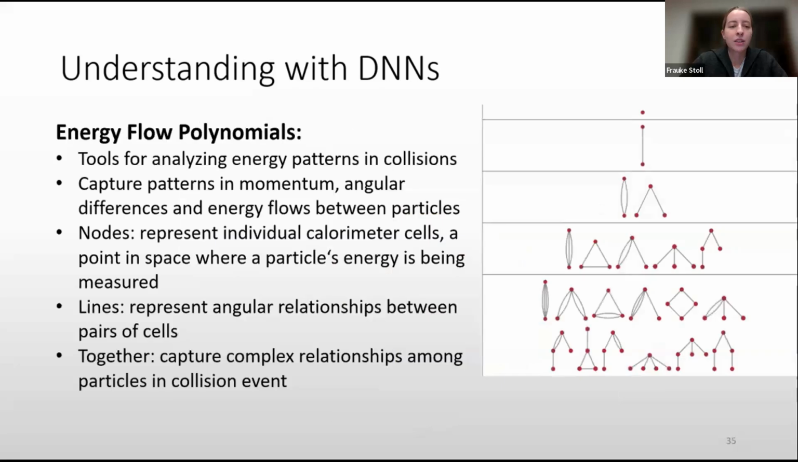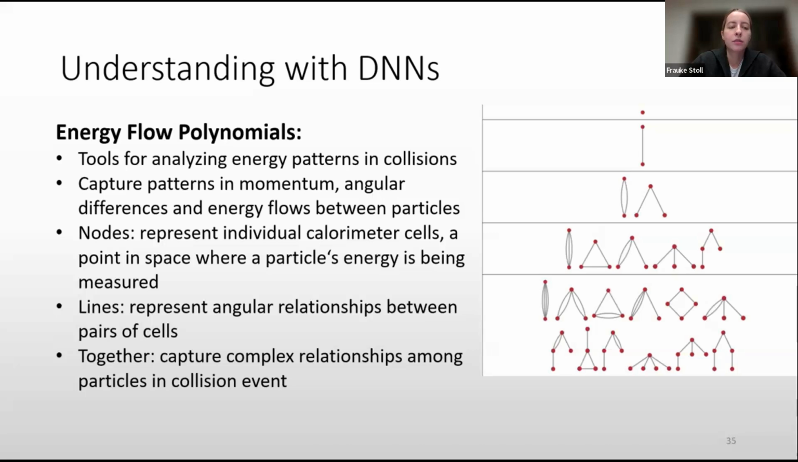So the question now is, what are energy flow polynomials, or EFPs for short? They're tools for analyzing energy patterns in collisions. They capture patterns in momentum and angular differences and energy flows between particles. And you can see some of them here. The nodes here represent individual calorimeter cells, which are points in space where particles' energy is being measured. And the lines represent the angular relationships between the pairs of cells. Together they capture complex relationships among particles in collision events.